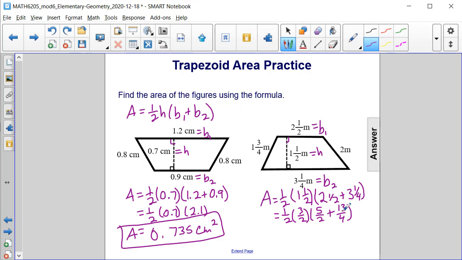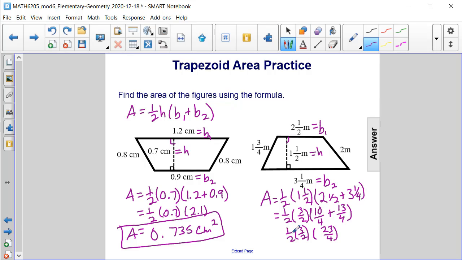And now in order to add these two fractions up inside of the parentheses for our bases, we have to have a common denominator. We have 5/2 and 13/4. 4 is the least common denominator, so the 5/2 converts into 10/4. So I'm going to replace the 5/2 with 10/4. And now we can add these two values up. When we add up 10/4 and 13/4, we get 23/4. And we still have 1/2 and 3/2 out in front.